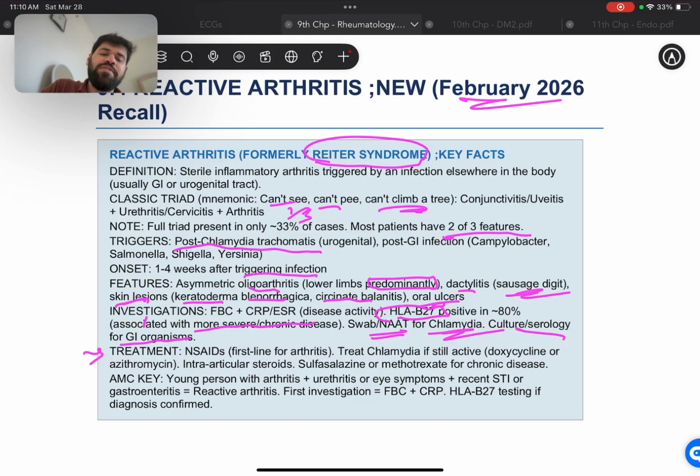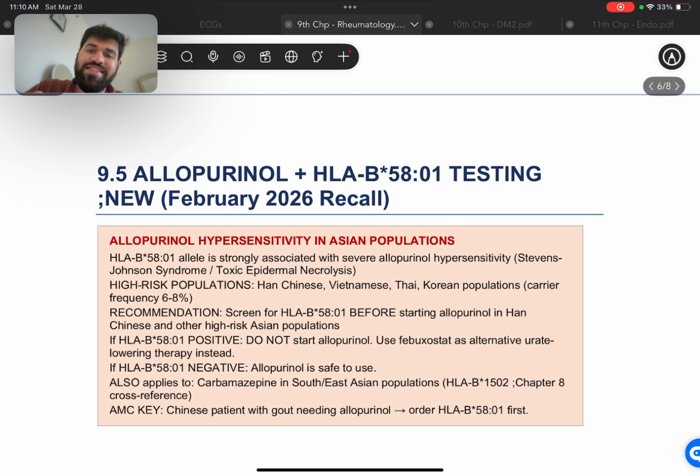All right, and the AMC key would be that it's a young person with arthritis plus urethritis or eye symptoms plus recent STI or gastroenteritis. All right, first investigations are FBC, CRP, HLA-B27 testing if the diagnosis is confirmed. All right, now moving on to allopurinol and HLA-B58 testing, which is new.